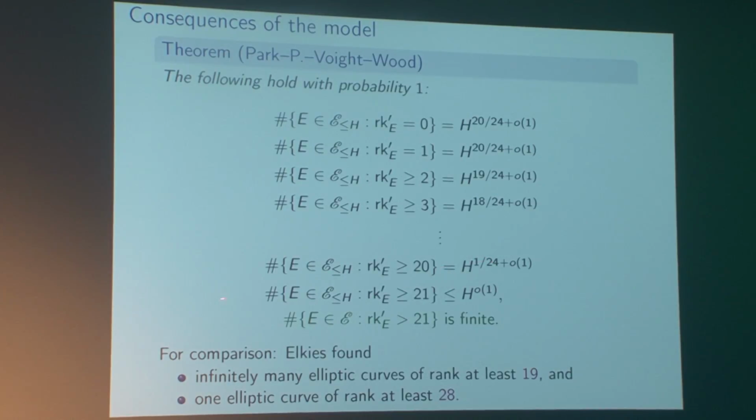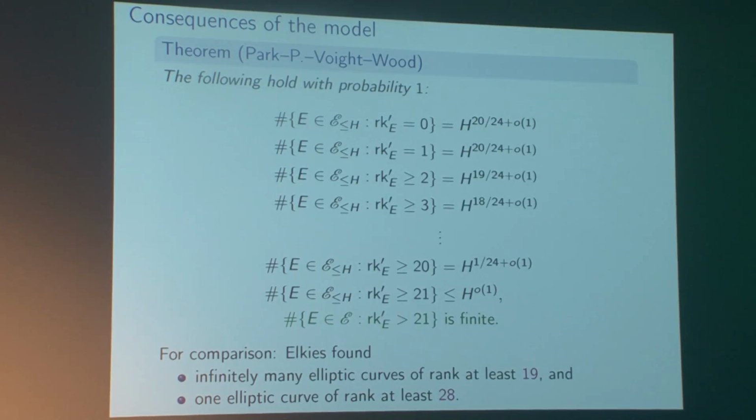And eventually you get down to a situation where you expect, well, here I guess it's too close to call, but beyond 21, you expect that there should only be finitely many elliptic curves even if you let h go to infinity. If you sum over all h, you'll get some geometric series that converges, and this is probability 1. So it's got to be true.